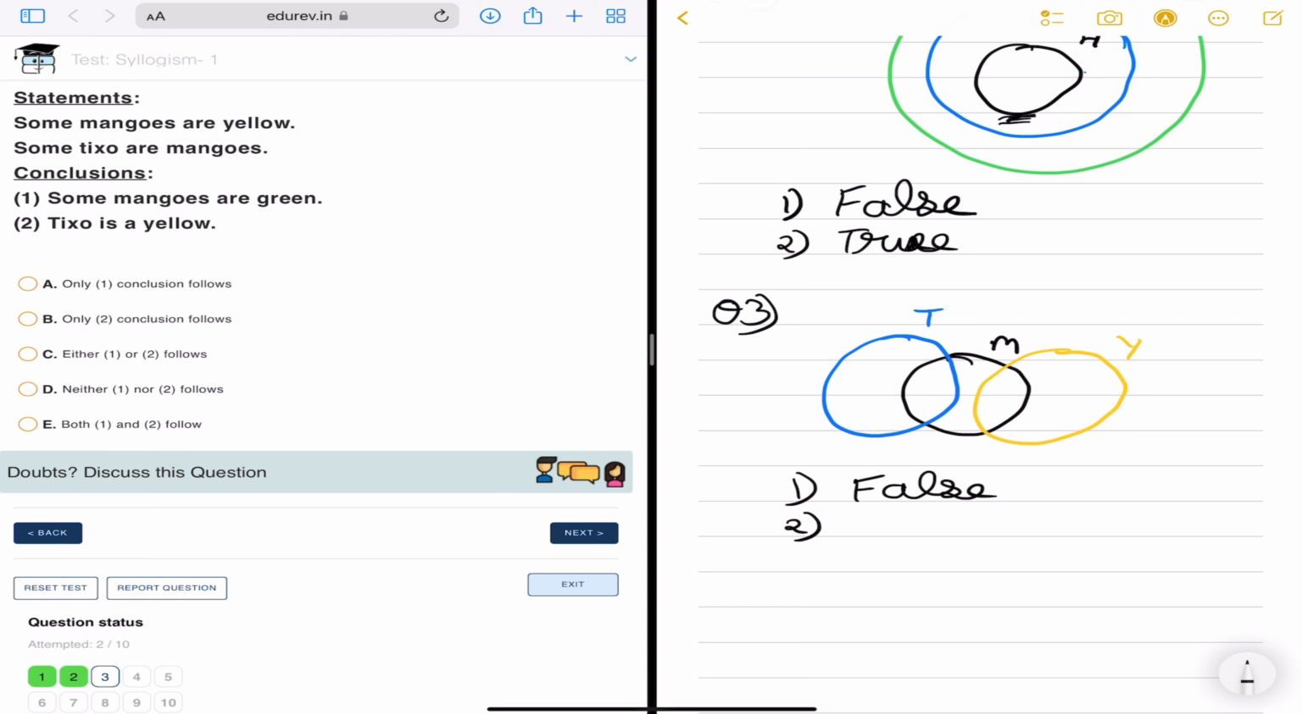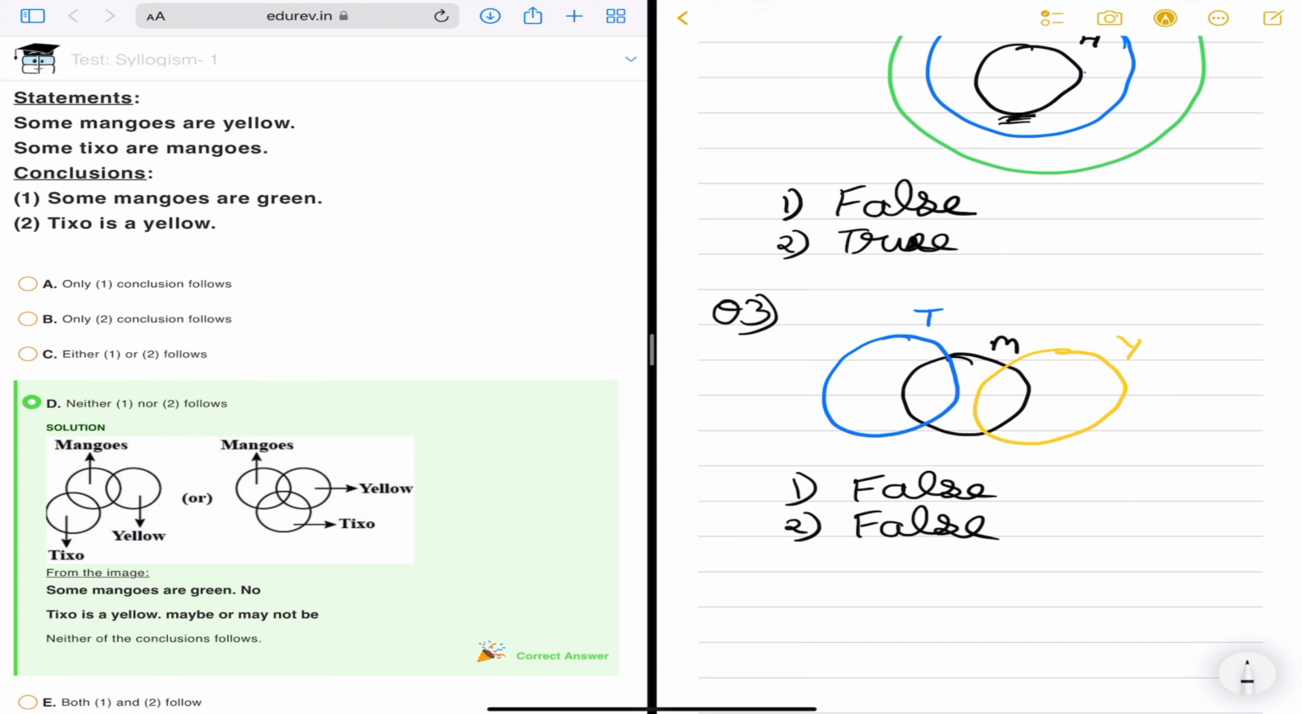For conclusion number 2, we have tixo is yellow. Now we cannot claim tixo is yellow, especially from the minimum overlapping diagram that we have made. Because both of these are positive conclusions, we are only going to look at the minimum overlapping diagram. Therefore, we also cannot state that tixo is yellow. So even the second conclusion is also false. So here the correct answer will be option D, neither 1 nor 2 follows. As you can see from the diagram that we have made, both of these conclusions won't follow.